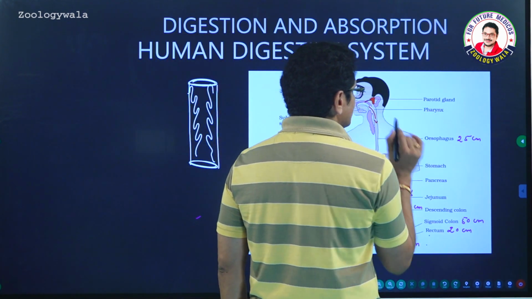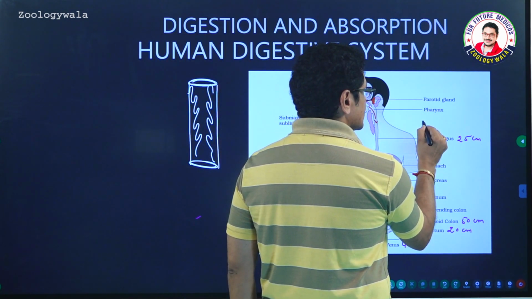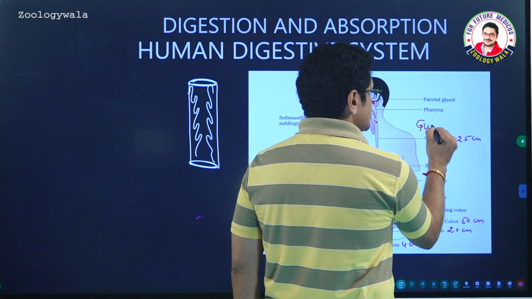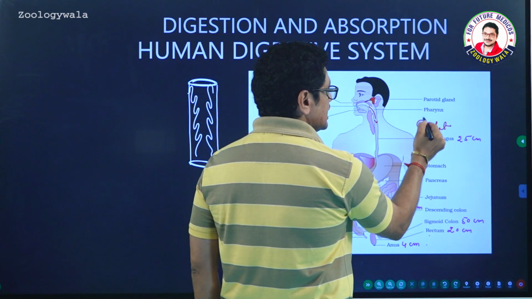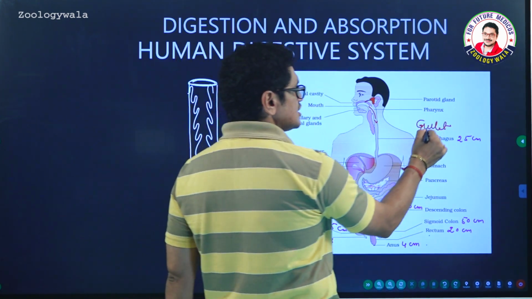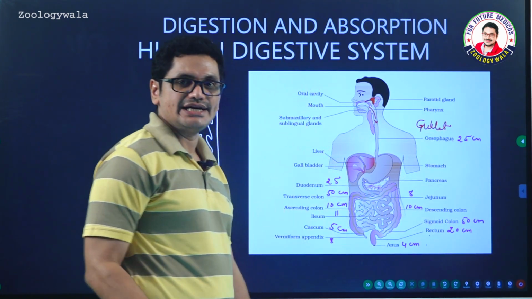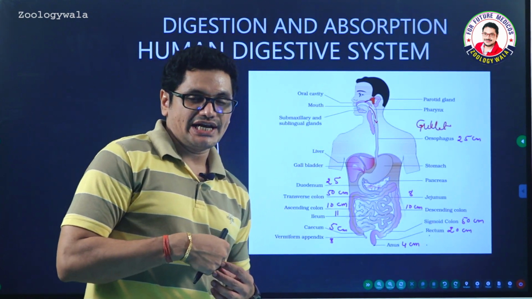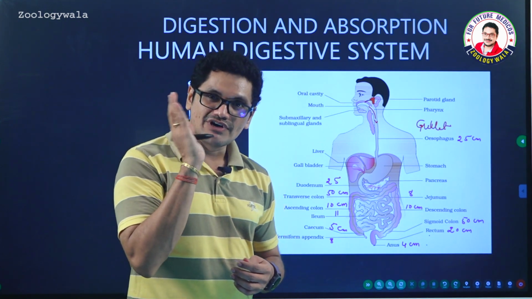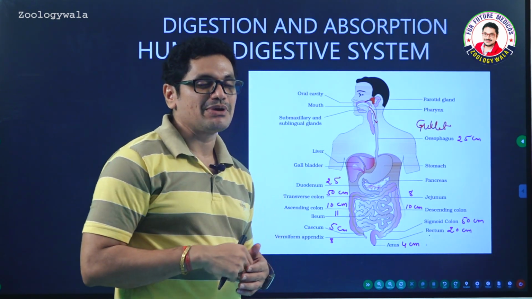What is the beginning or first portion of the esophagus? Called gullet. G-U-L-L-E-T, gullet. The beginning portion of the esophagus is called gullet. The beginning portion of the trachea is called glottis, which is covered by a lid-like structure called epiglottis.